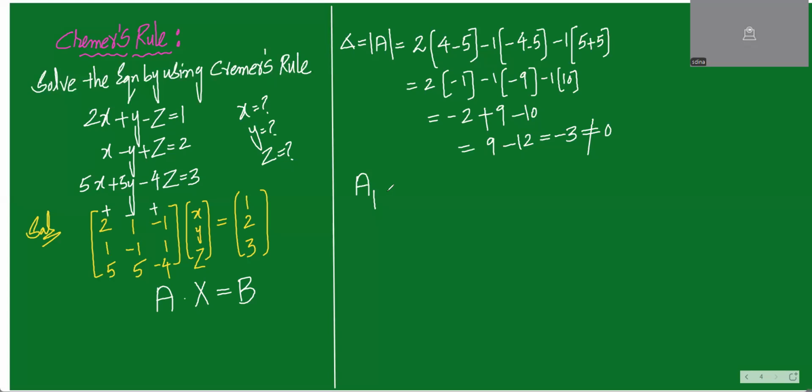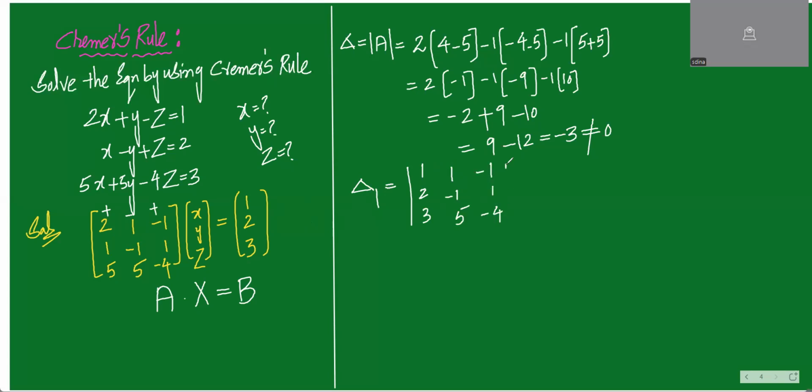A1, or we can say delta 1. How do we get the delta 1 value? Delta 1 means the first column of this matrix A should be replaced with 1, 2, 3. The rest of the two columns keep as they are.